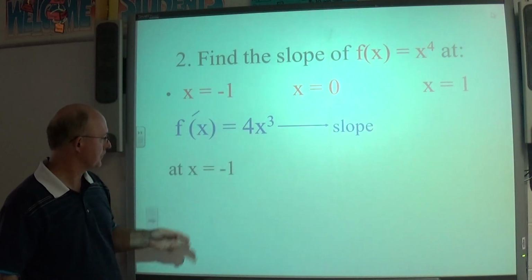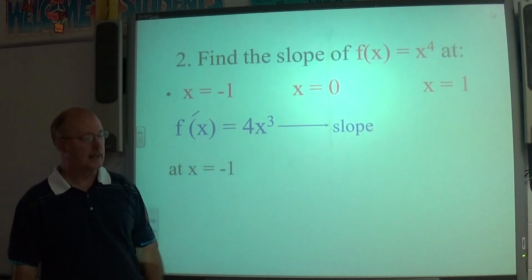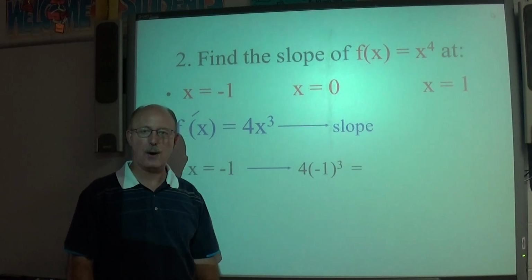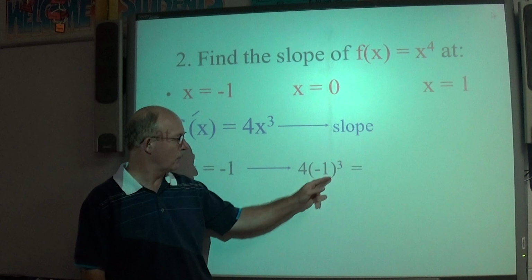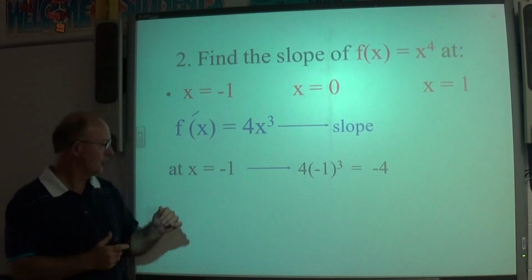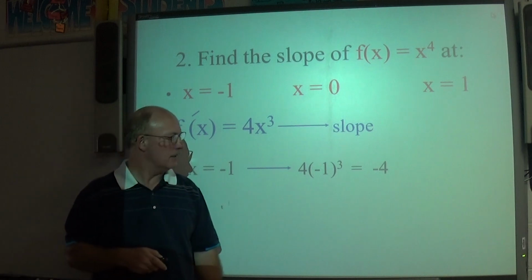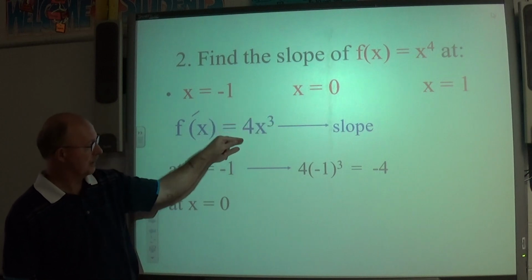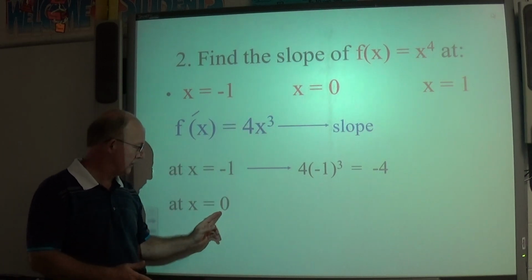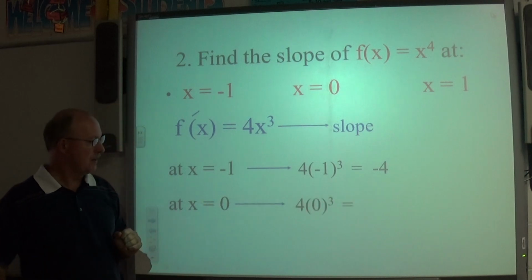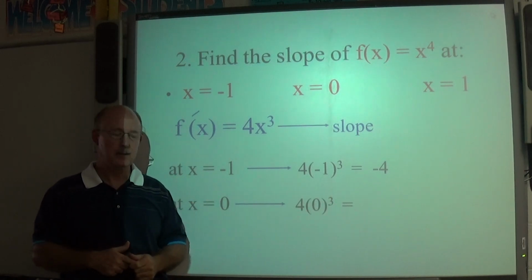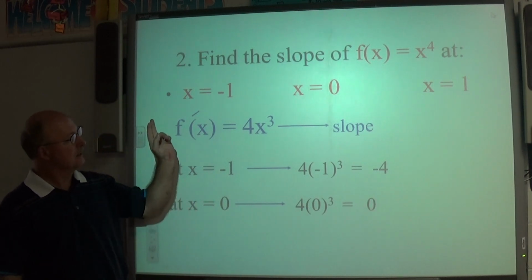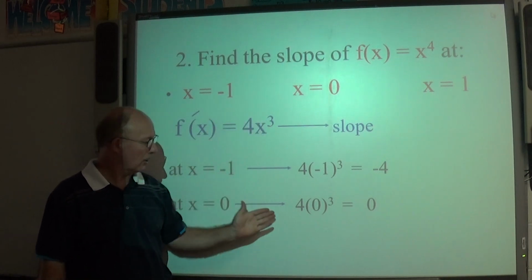So let's do the -1 first. At x equals -1, plug -1 into your derivative for x, and we get 4 times -1 to the third power. Well, -1 to the third power is -1, times 4 gives us -4. So at x equals -1, the slope is -4. Now, let's do x equals 0. Substituting 0 into the derivative gives us 4 times 0 to the third power. 0 to the third power is 0, times 4 is 0. So at x equals 0, the slope on our curve is 0.